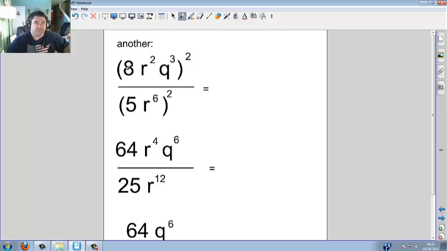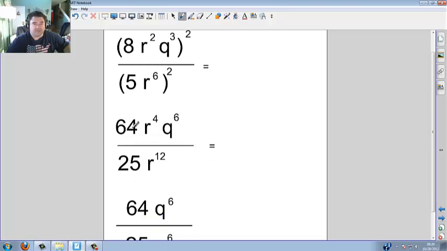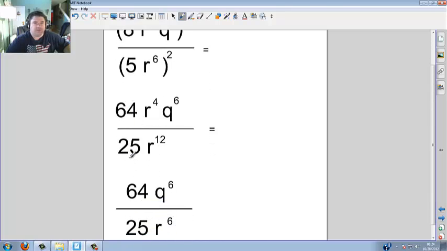Let's do another. Notice here, 8r squared and q to the 3rd all have to be squared. 5r to the 6th both have to be squared as well. So 8 squared is 64. R squared is 4. Q cubed squared is q to the 6th. 5 squared is 25. R to the 6th squared is r to the 12th. Fight it out. Can't do that with 64 and 25. They do not work into each other.